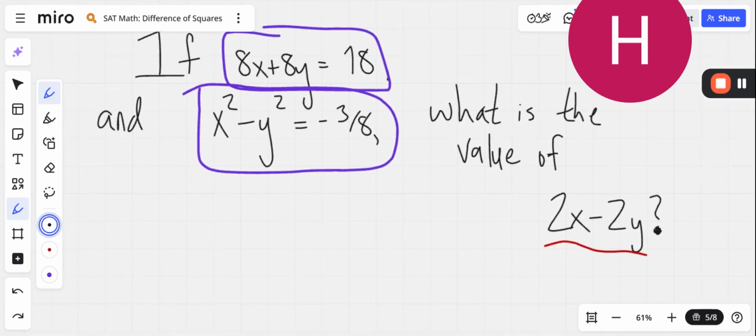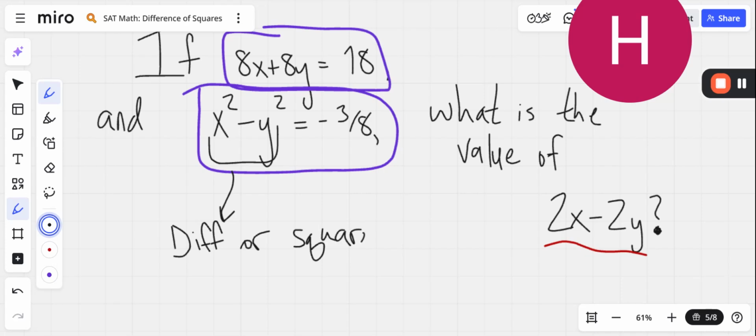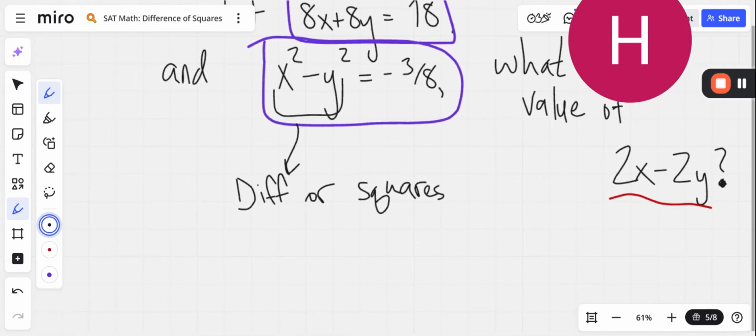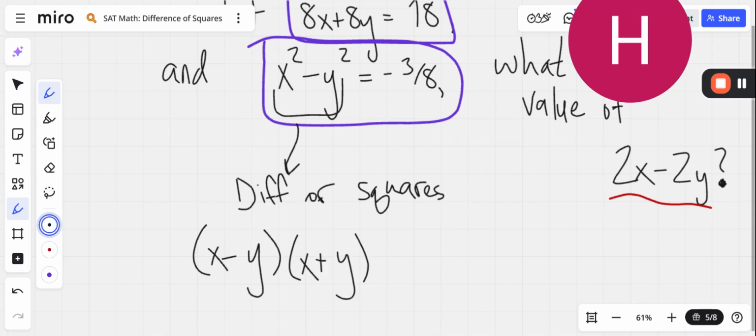Well, we're given some information, but I first want to point out that this here is a difference of squares, and that's going to be really useful, because as soon as you remember what the difference of squares factors to, I think it'll be really clear what you need to do immediately after that. So a difference of squares is going to turn into x minus y times x plus y. Okay? So that's really useful there.